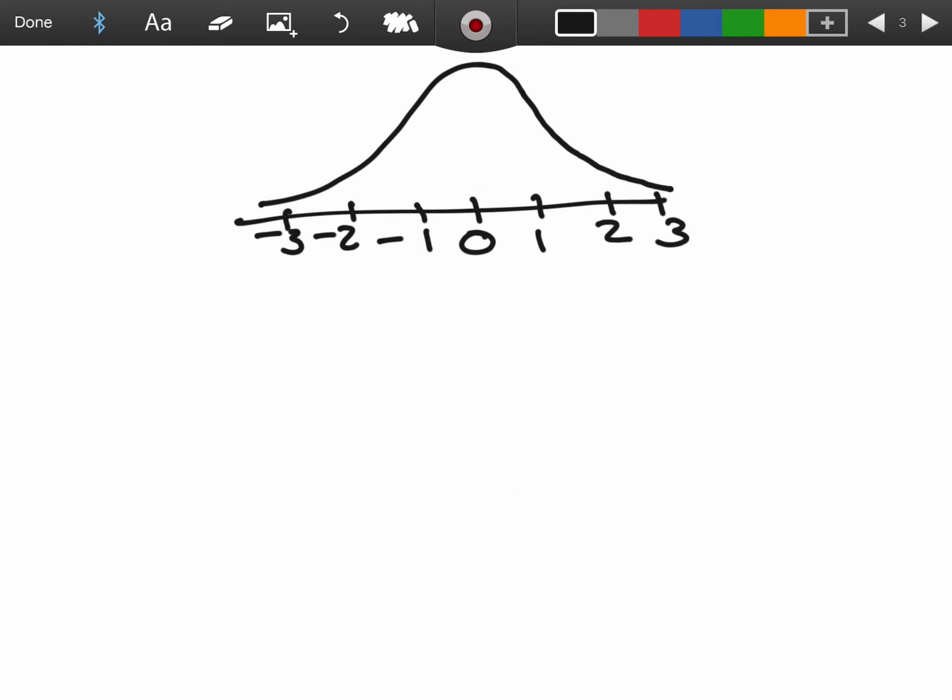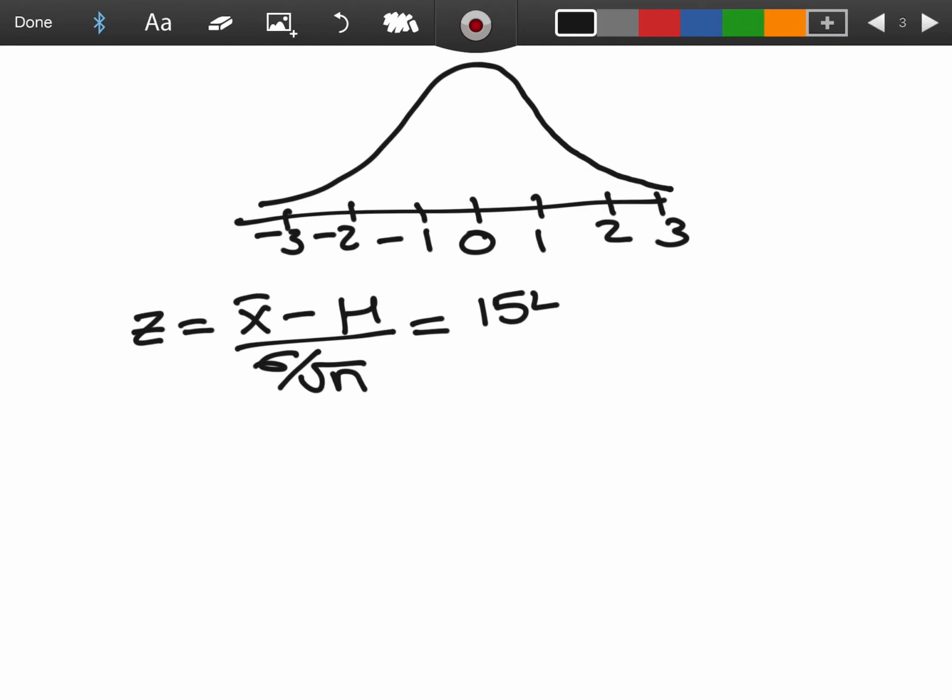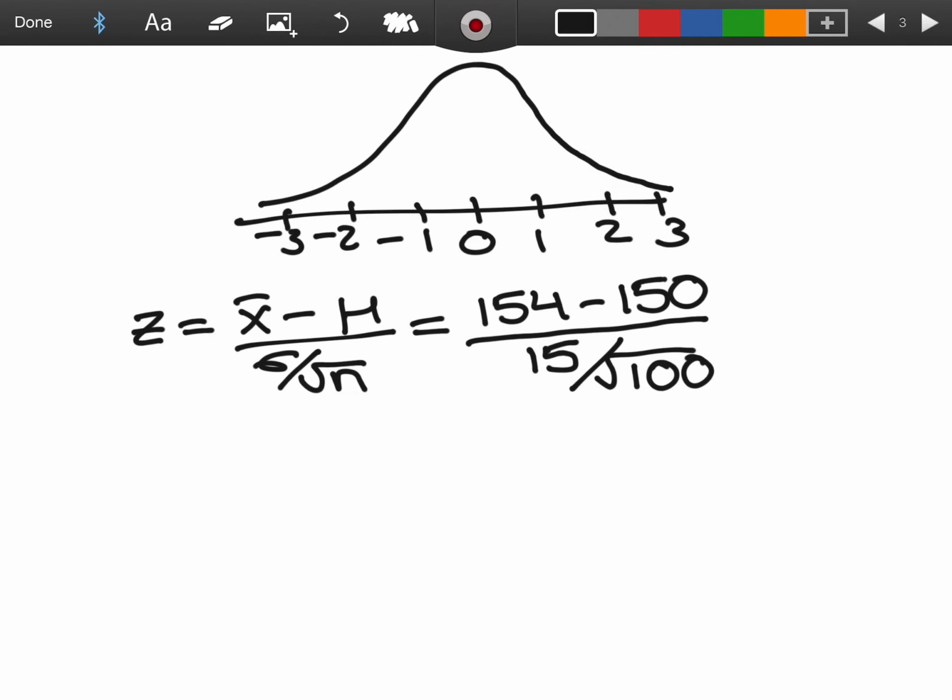So let's go ahead and compute our test statistic, okay? And that's going to tell us how many standard deviations the sample mean is away from the population mean. So we know that z is the sample mean minus the population mean over the standard deviation over the square root of the sample size. So our sample mean is 154. Our population mean, which is the mean that we thought it would be, is 150. Standard deviation was given to be 15. And then our sample size was 100.